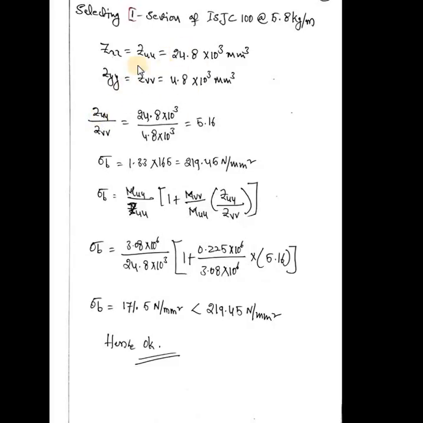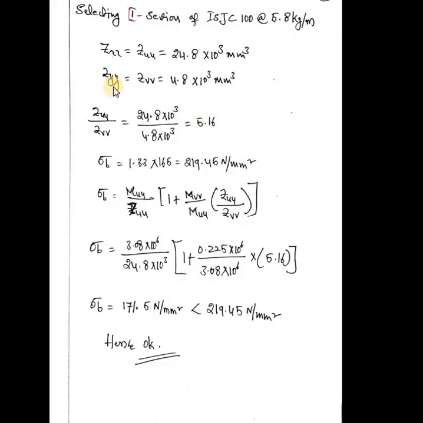Similarly, for that section, the ZVV value is 4.8 into 10 power 3 mm cube. Now take the ratio of these two values. ZUU by ZVV is equal to 24.8 into 10 power 3 by 4.8 into 10 power 3, and this value is 5.16. This value should be less than your assumed value, then only your selected section is safe. Here only you can confirm.